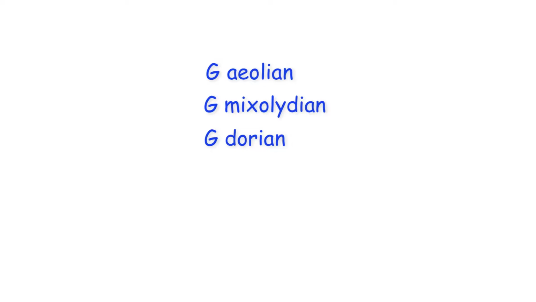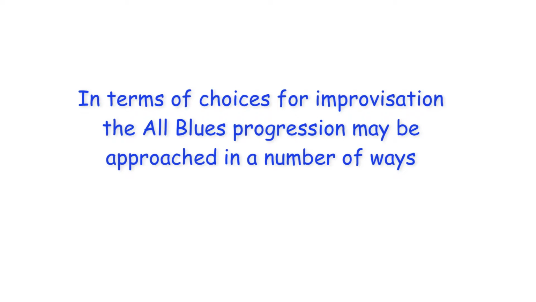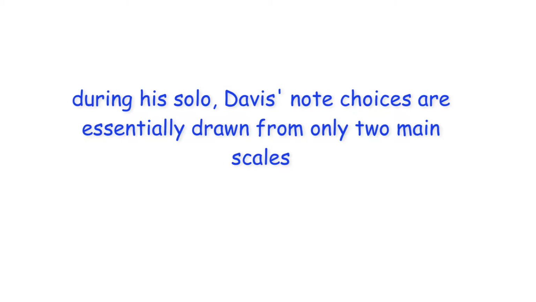In this way, the All Blues progression can potentially be united by 3 modes, all with G finals. During the playing of the head, some of these possibilities are implied by the rhythm section and trumpet melody, more so than during Davis's solo. In terms of choices for improvisation, therefore, the All Blues progression may be approached in a number of ways. As we'll see, however, during his solo, Davis's note choices are essentially drawn from only 2 main scales.